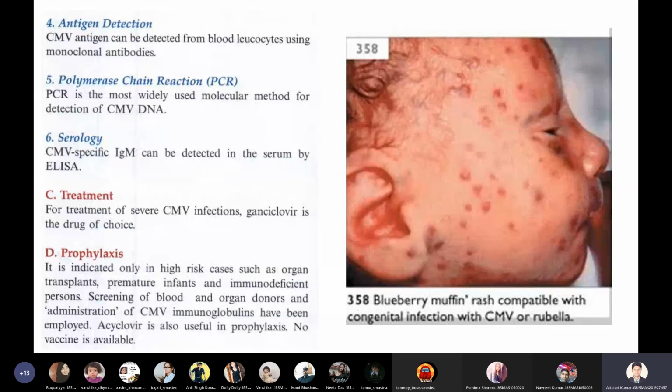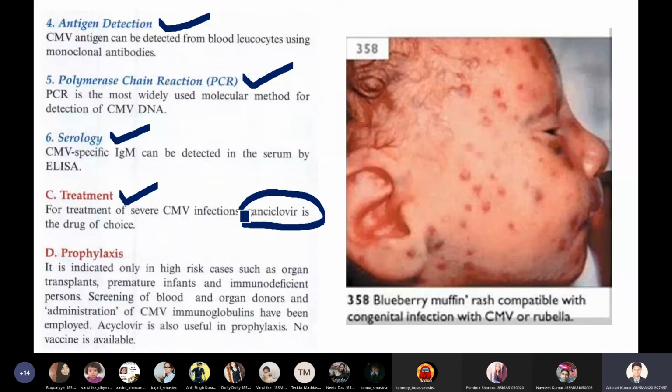That's it. Then for antigen detection, we can detect antigens by using some antibodies, or we can go for direct detection of the virus by PCR. We also have serological tests where cytomegalovirus-specific IgM antibodies can be detected by ELISA technique. And there is a treatment available for a cytomegalovirus-infected child. In severe cytomegalovirus infection, ganciclovir is the drug of choice for treating the patient. So ganciclovir is a drug that can be used to treat cytomegalovirus infection, right?